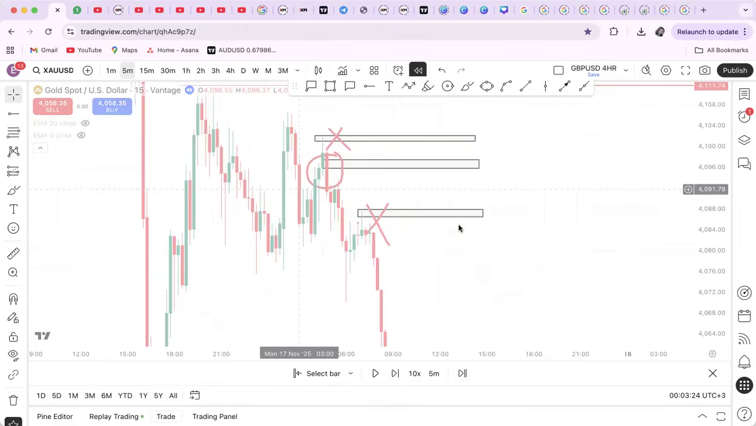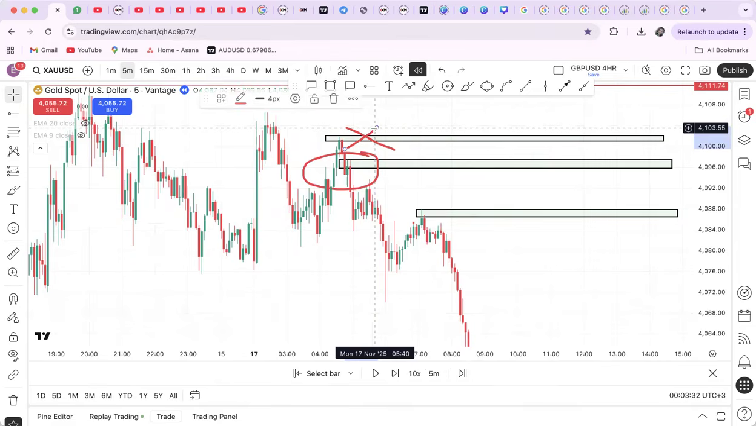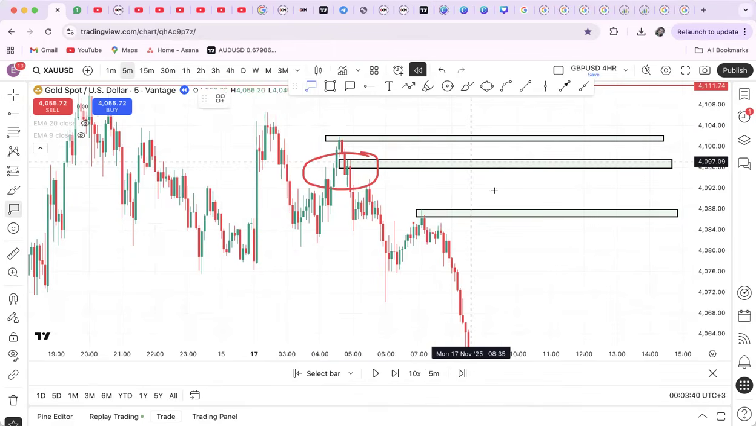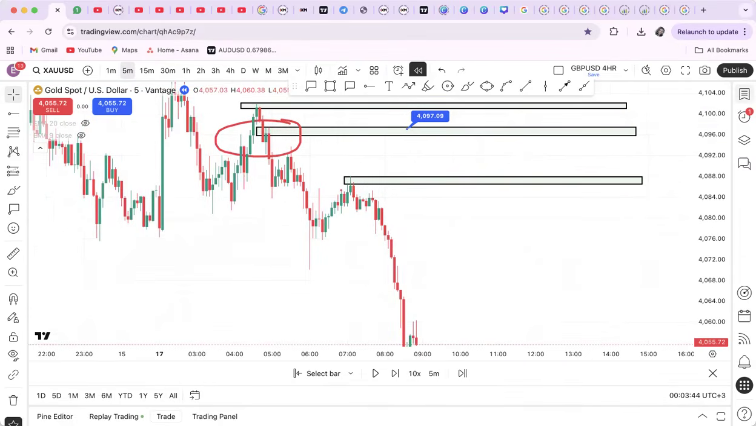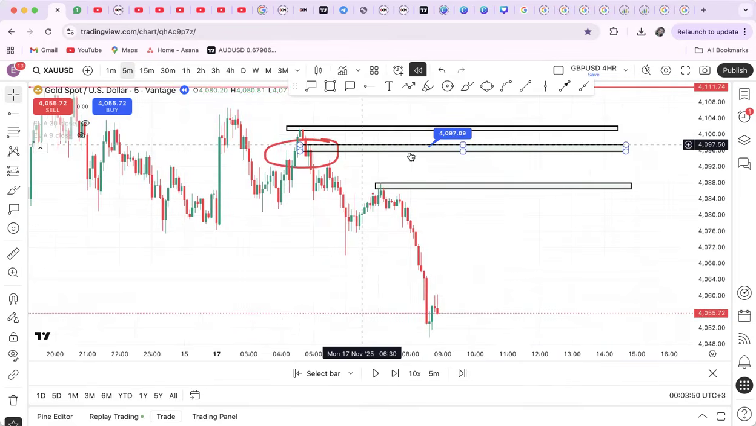So let's say you can put an alert on your chart if you have the paid version, and if the market reaches this zone, 4097, it can alert you. So it's good, you can put an alert. If the market starts to buy, you can be alarmed.